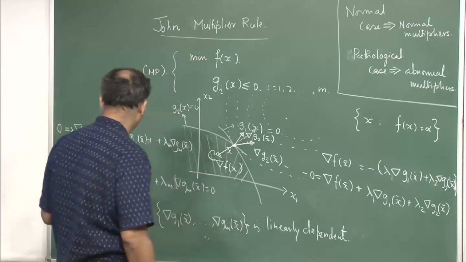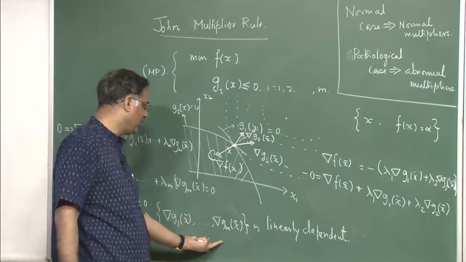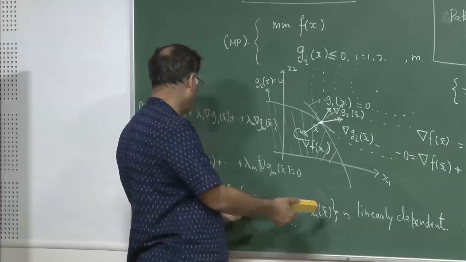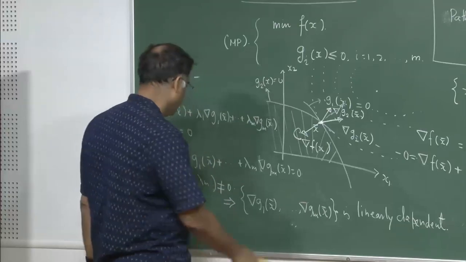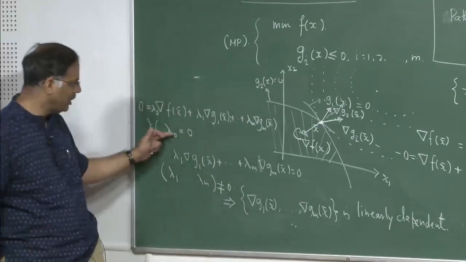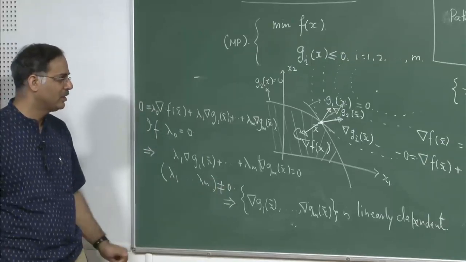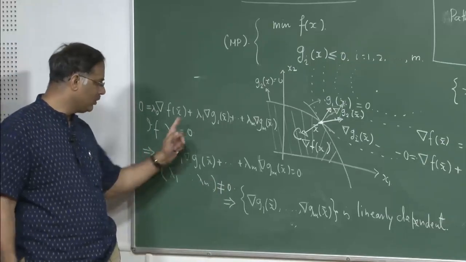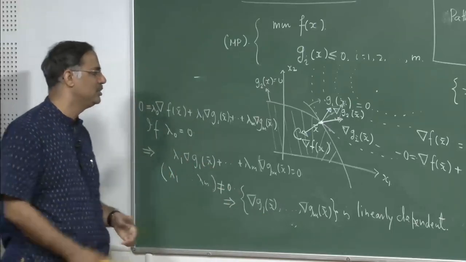Now, what does it mean? If lambda naught is equal to 0, these vectors are linearly dependent. So if these vectors, calculated at x bar, the grad g 1, g 2, g m, are linearly independent, then lambda naught is not equal to 0. P implies q, negation of q implies negation of p, a very simple fact of logic. So if this is equal to 0, these are linearly dependent, but if these are linearly independent, this cannot be 0.